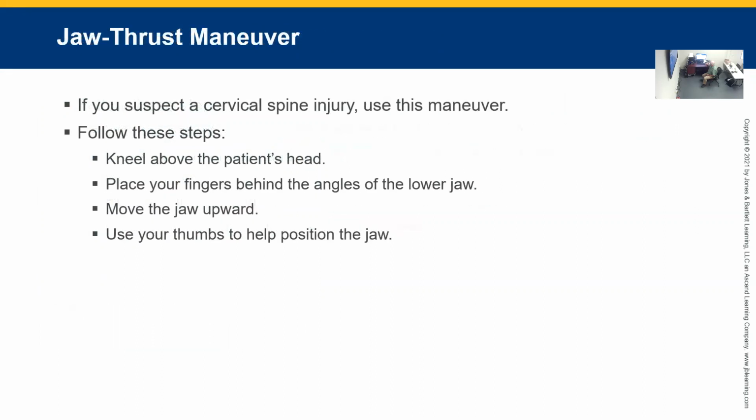All right, jaw thrust is if you suspect a cervical spine injury. Now this is a little harder, but what you're doing is holding C-spine control. You're going to use your thumbs to push the jaw forward. And by pushing the jaw forward, it actually picks the tongue up off the oropharynx.